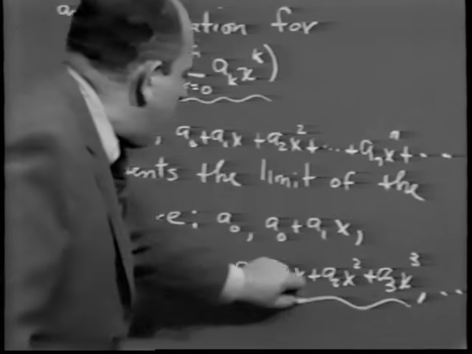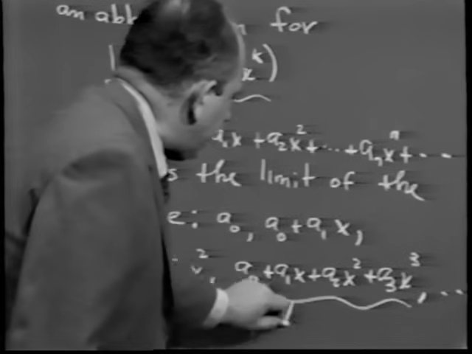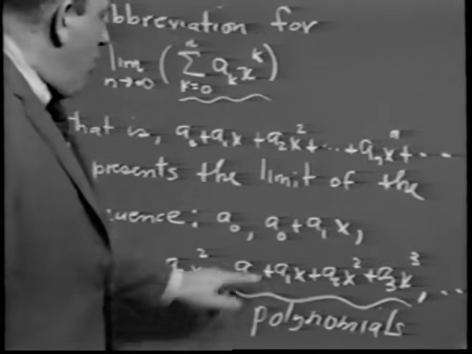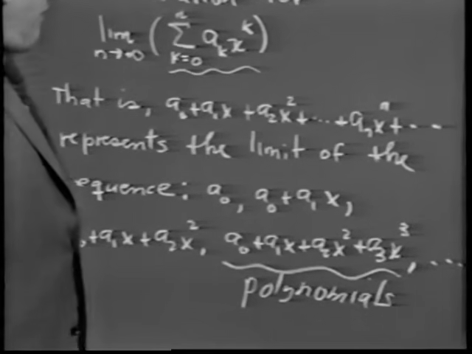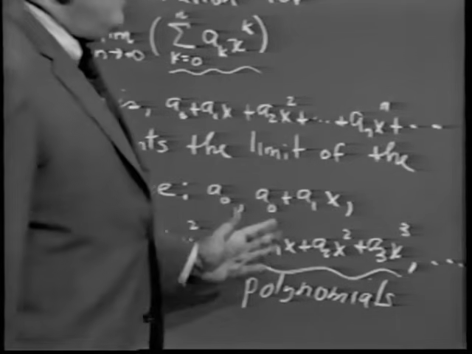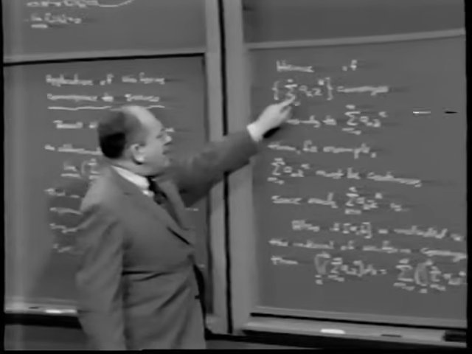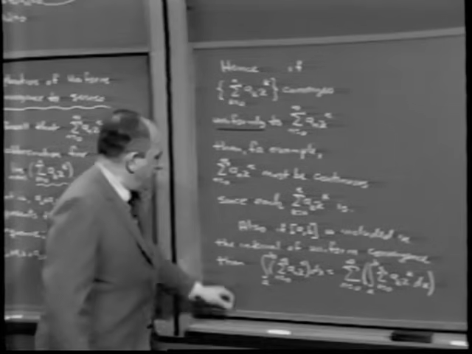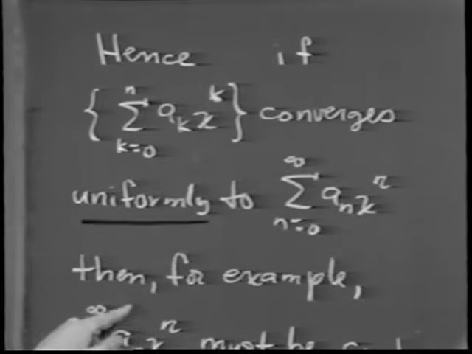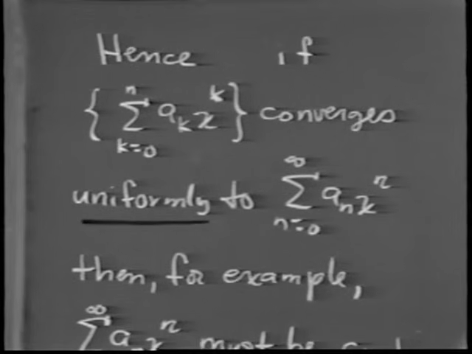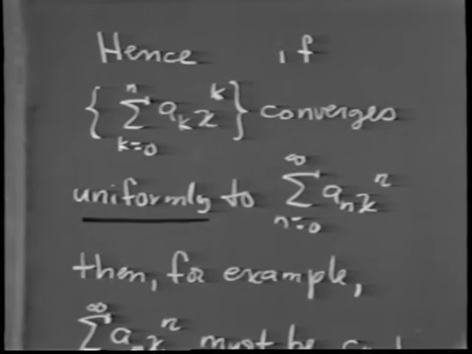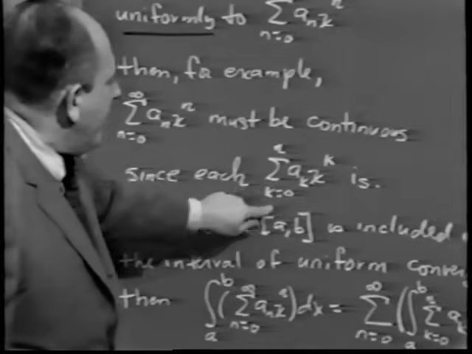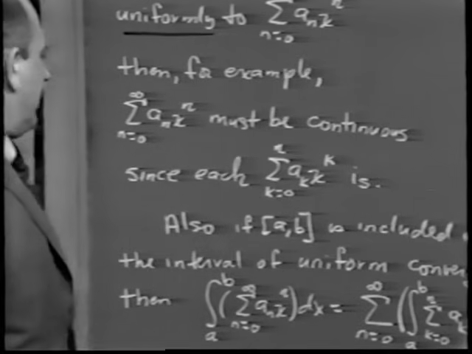By the way, what is each member of the sequence? It's a polynomial. And polynomials have very nice properties. Well, among which are what? Well, a polynomial is a continuous function. A polynomial is an integrable function, etc. The idea, therefore, is that if this sequence of partial sums converges uniformly to the limit function, then, for example, the limit function, namely the power series, must be continuous since each partial sum that makes up the sequence of partial sums is also continuous, namely every polynomial is continuous.